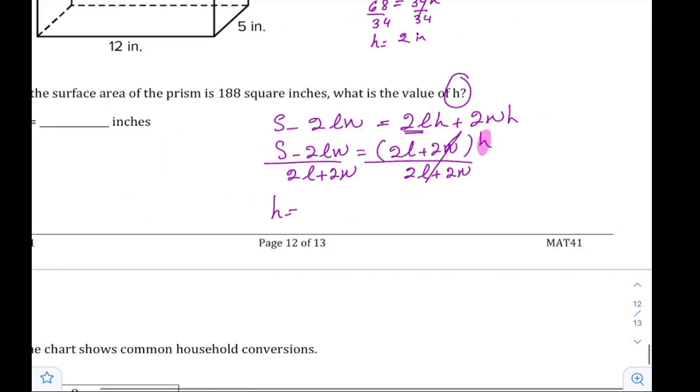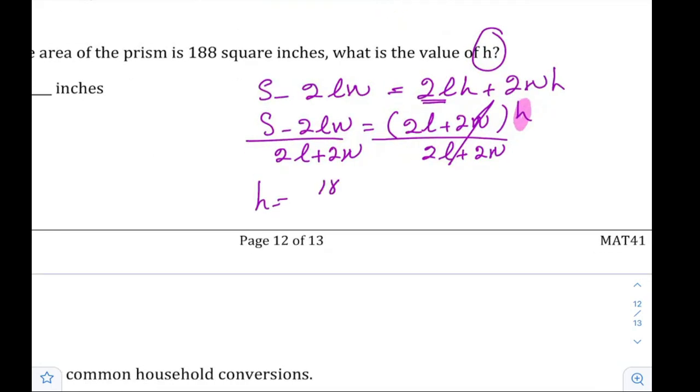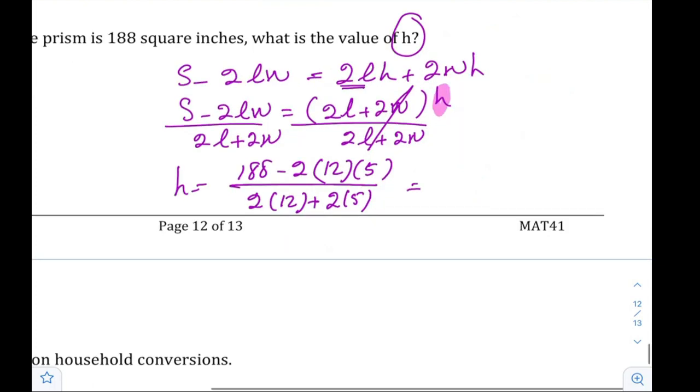As he said, S is 188. So 188 minus 2 times. The length is given to be 12. The width is 5 over twice times 12 twice 5. If you find everything, it will be also inches. We just practice here.